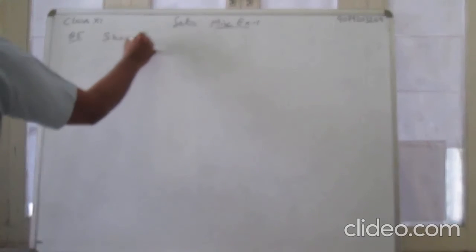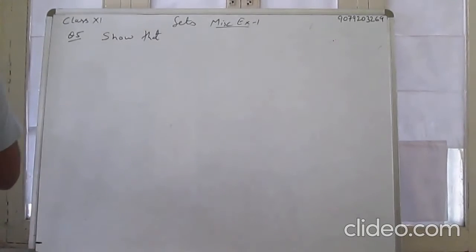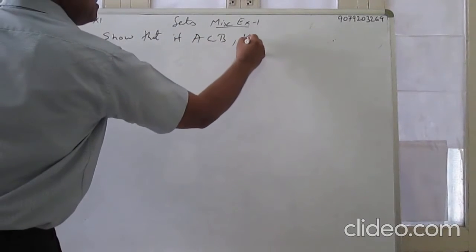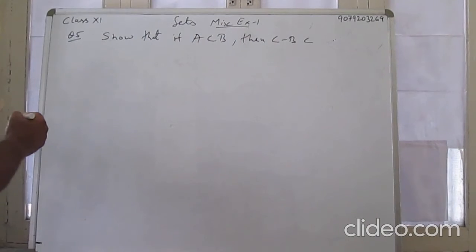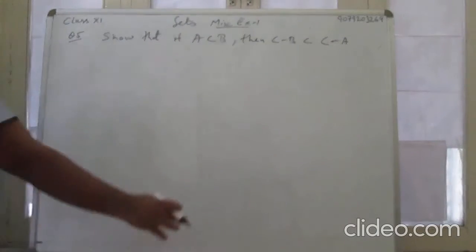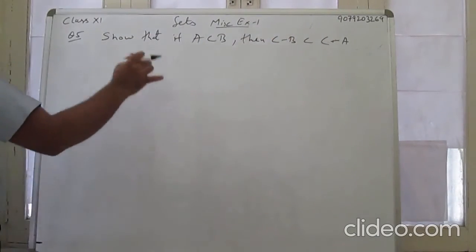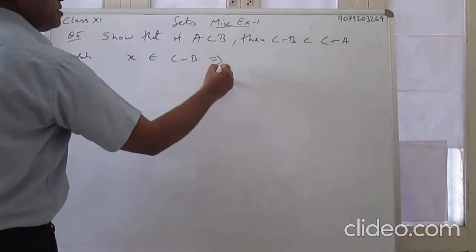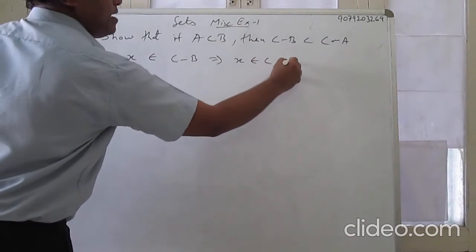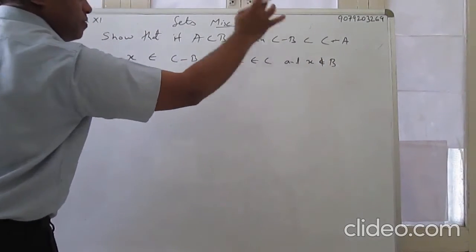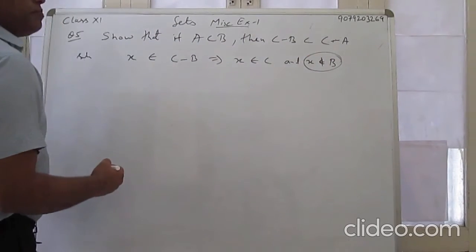Question 5. Show that if A is subset of B, then C minus B is subset of C minus A. It is given A is subset of B, you have to prove C minus B is subset of C minus A. Now solution: let X belong to C minus B. This implies X belongs to C and X does not belong to B. This is the definition of difference set.